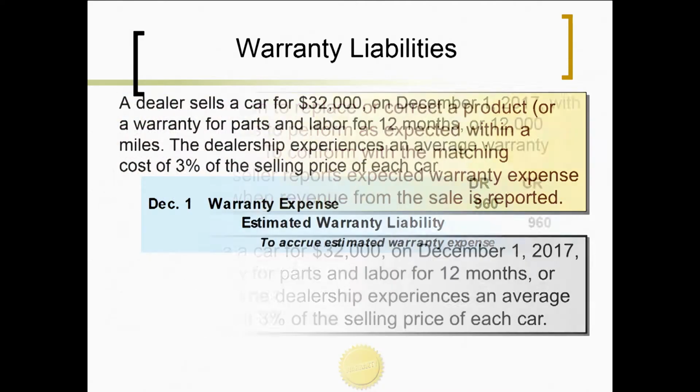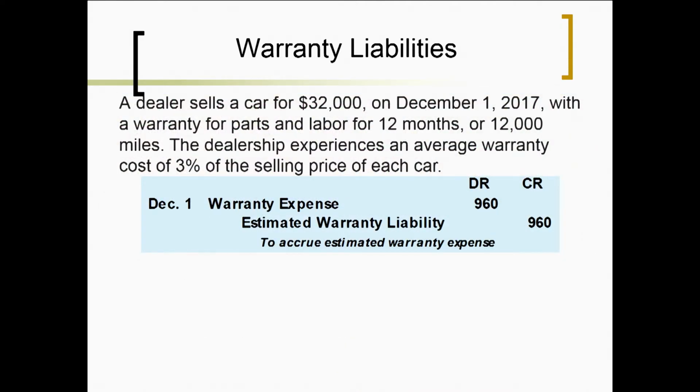So when we sell that car, we have to book this entry right here. Now we also have to make the journal entries for the sales of the car, obviously, but we also have to book this journal entry. We take the 32,000 times the 3%, that equals 960, and we credit estimated warranty liability, and we debit warranty expense. That books the expense in the same month as the sale that occurred, correct? So that abides by the matching principle, okay? So that is an example of an estimated liability that we accrue.